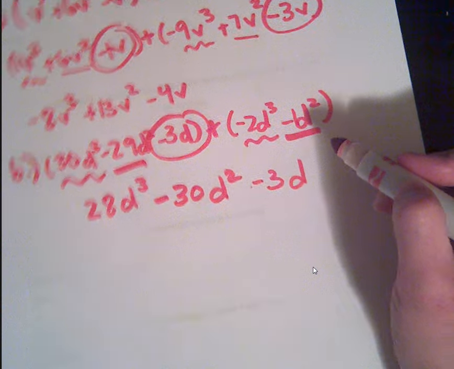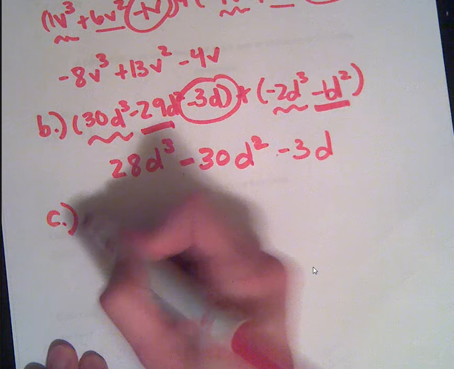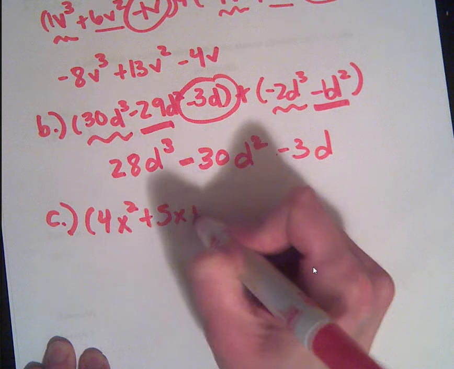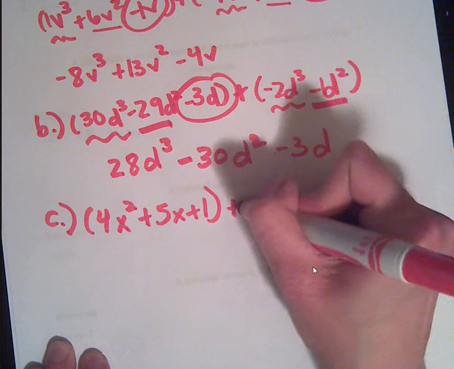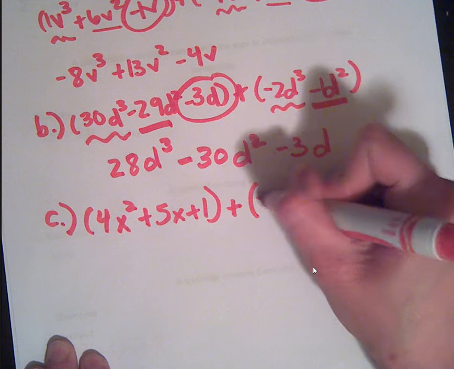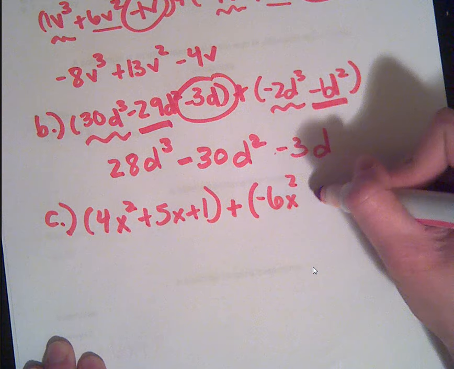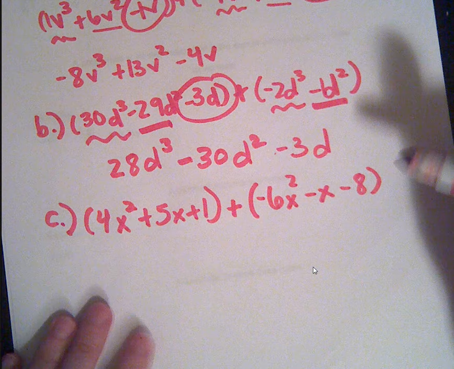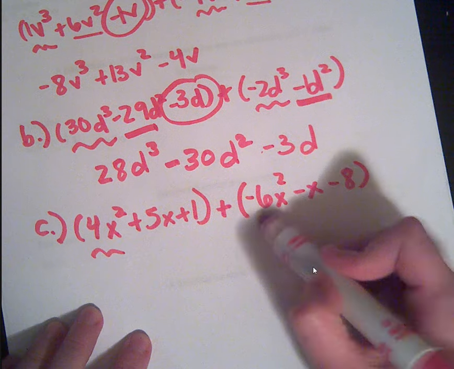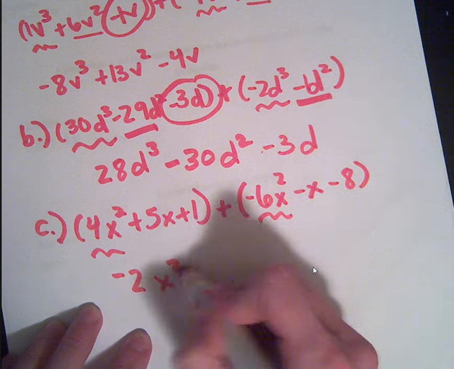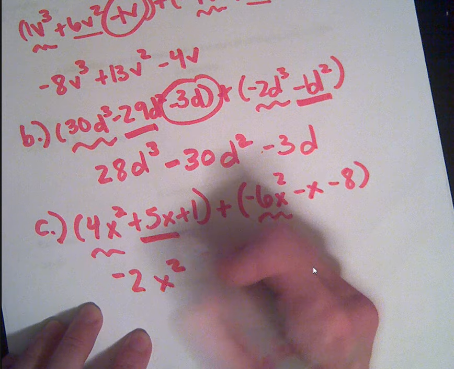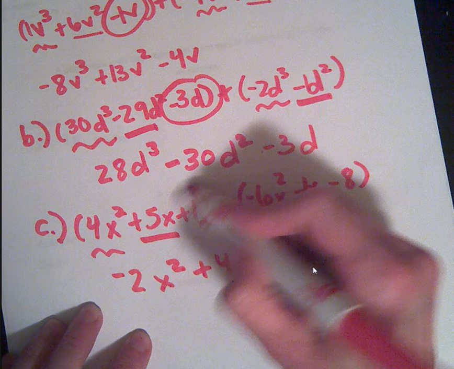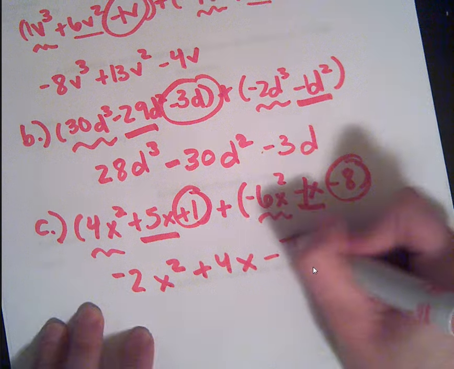Okay, last one. So again, the first polynomial stays the same. The second one, I'm going to change it to plus a negative. So when I make that a plus, I need to distribute that negative: negative 6x squared minus x minus 8. Okay, so I have 4x squared minus 6x squared, which is negative 2x squared. I've got 5x and negative 1x, so that's positive 4x. And plus 1 minus 8 is minus 7.